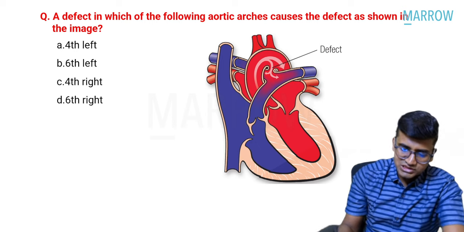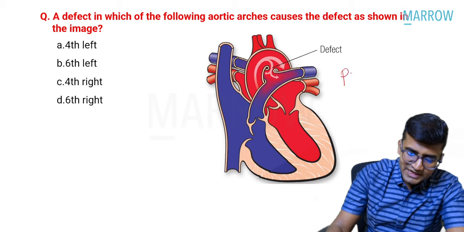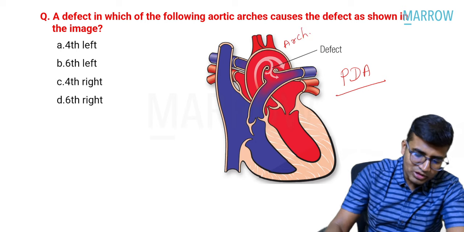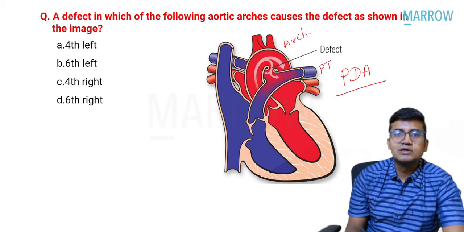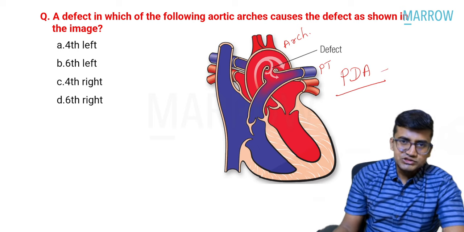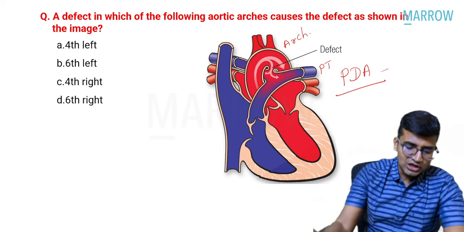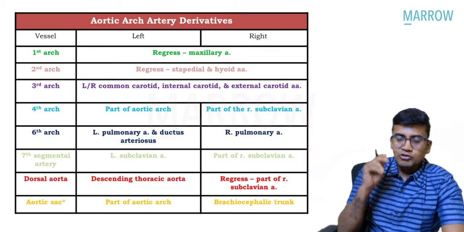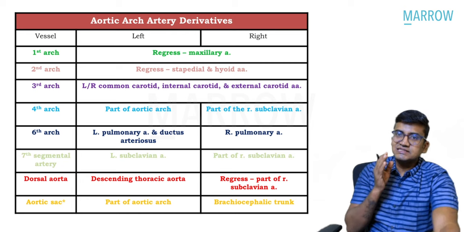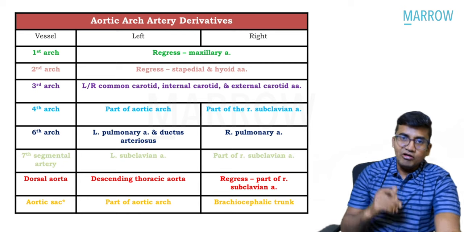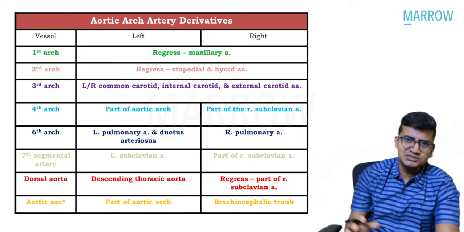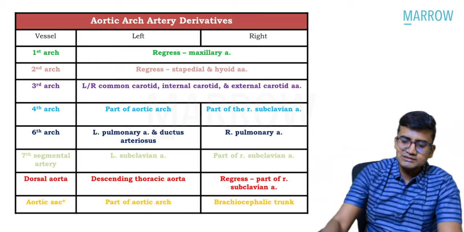In this image, the image is showing PDA. I hope you know that. We have a communication between the arch of the aorta and the pulmonary trunk. So the PDA is due to the persistence of the ductus arteriosus. Now the ductus arteriosus is derived from... Please remember, aortic arches, it is a very important topic. Very often we are getting questions from the aortic arches.